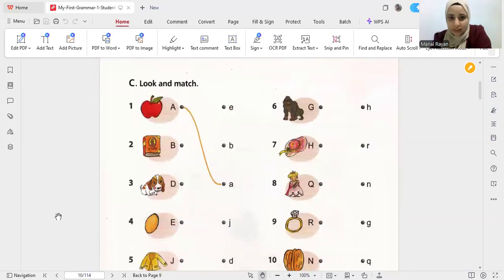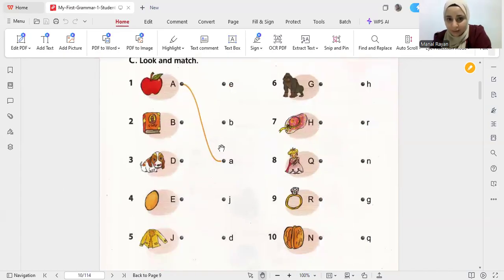We're gonna match the capital with the small. A capital, A small. Okay, we're gonna use the pencil. B capital, which one is B small? Yes, it's an easy exercise. Okay, we're gonna match B with B. D, this is letter D. E, yes, this is letter E.